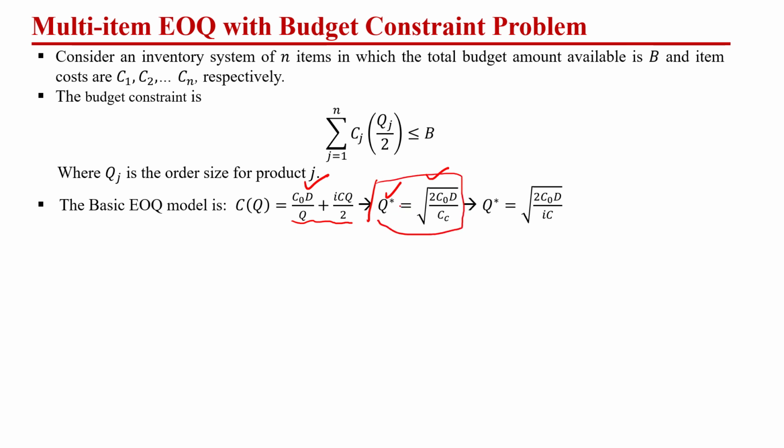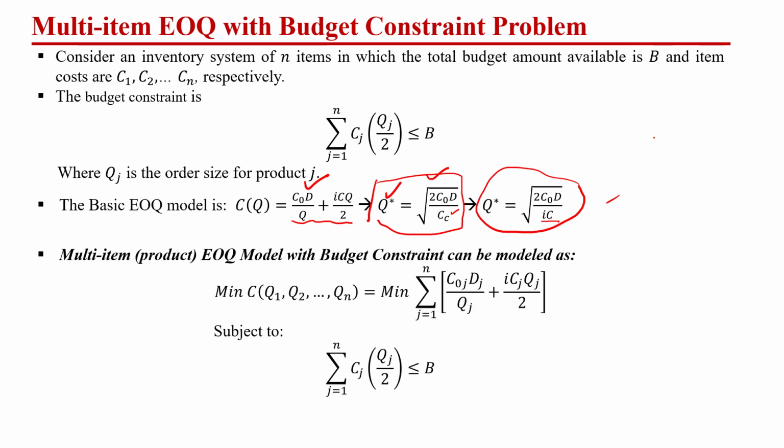The optimum order quantity formula is the square root of 2 times the order cost multiplied by the demand, divided by the carrying cost. This carrying cost can be written as I times C, where I is the interest rate or the inventory carrying rate, multiplied by the unit cost. So this is the economic order quantity for a single product. Why is this important?